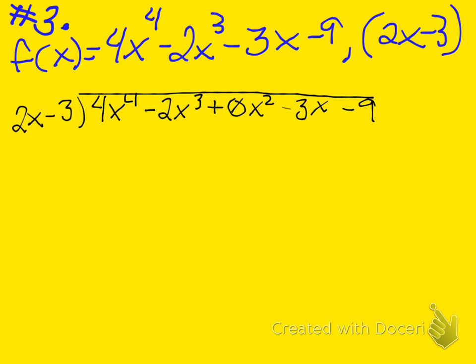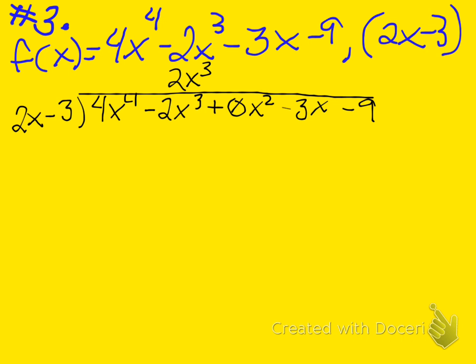First things first, you look to see what you can multiply 2x by to get 4x to the fourth power. Well, if I multiply by 2x cubed, I would be able to get 4x to the fourth power. So you only look at the first terms to determine what you're going to multiply by. So, go ahead and now distribute.